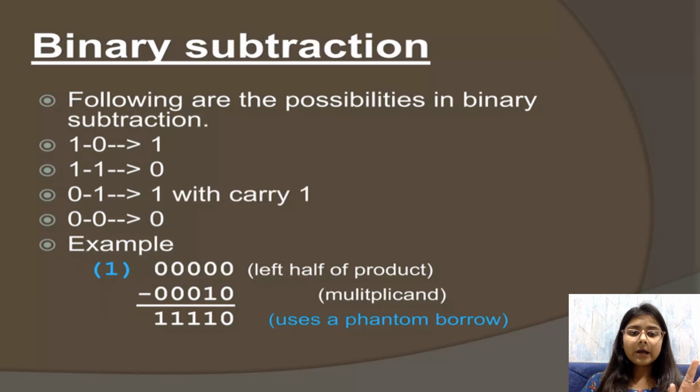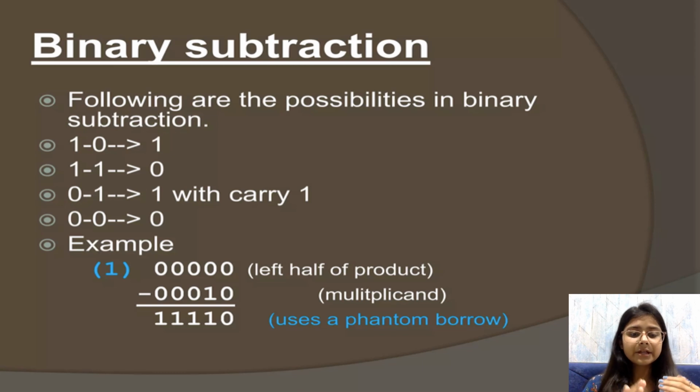Okay. Now we'll go to binary subtraction. Now how does subtraction occur? So if it is 1 minus 0, you will get 1. If it is 1 minus 1, you will get 0. If it is 0 minus 1, you will get 1, but with a carry 1, or you can say with a borrow 1. Okay, 0 minus 0, you will get 0.